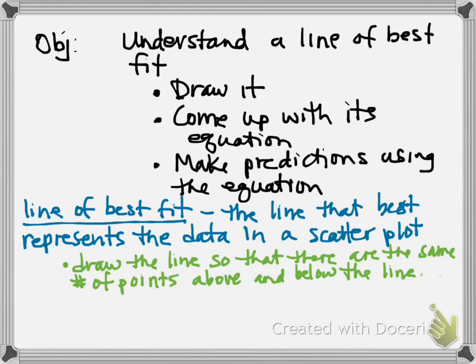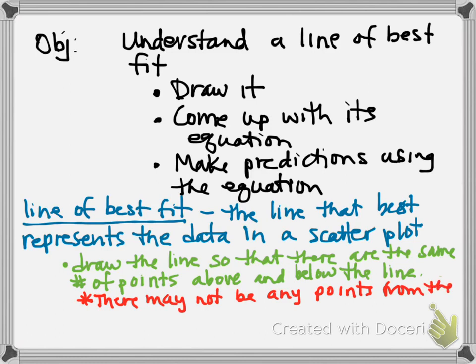Okay? Now, here's something you have to watch out for. There may not be any points from the data on the line. Your points may be distributed in such a way that the best way to draw the line is simply through the middle of those points, and there may not be a single point from the scatter plot actually on your line. That's okay.